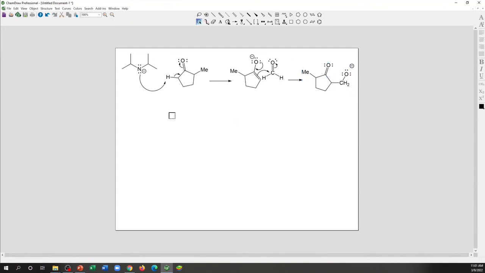Okay, now in the next step, this needs to pull a hydrogen off of something. It's not going to pull a hydrogen off of the conjugate acid of LDA, which has a pKa in the ballpark of 36. So this oxide is going to stay right where it is until I add some other hydrogen source, because this is not going to be able to come over here and rip a hydrogen off of LDA.